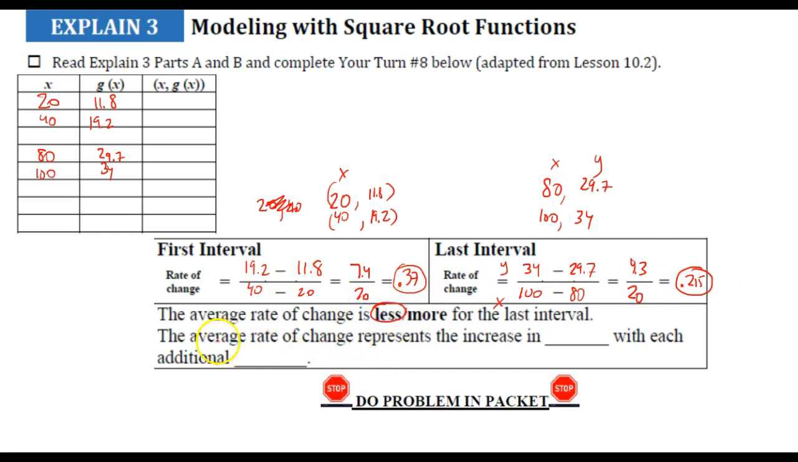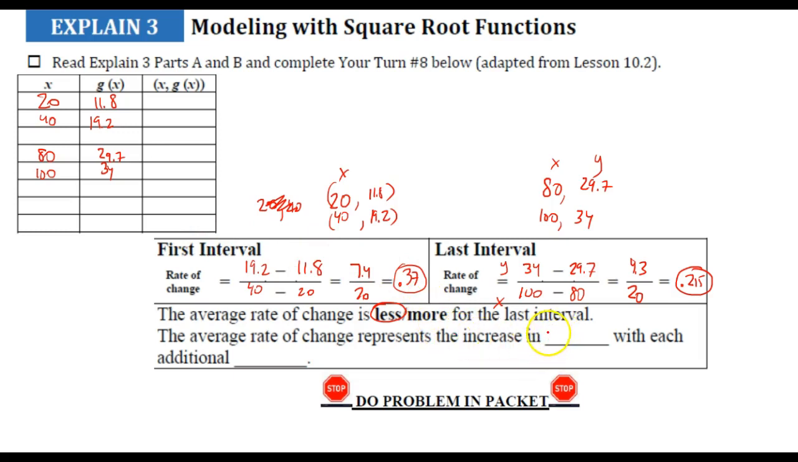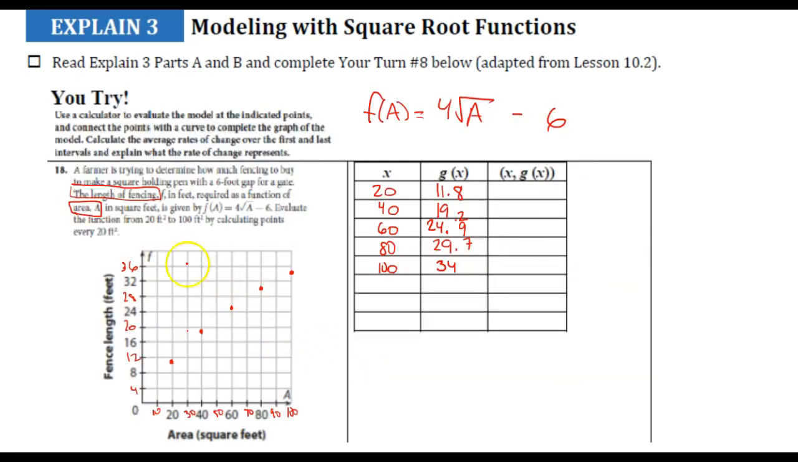So a little less, and the average rate of change represents the increase in, well, we were comparing the area and the length of fencing. So we're comparing the area with each additional length of fencing, and that was fencing in feet.